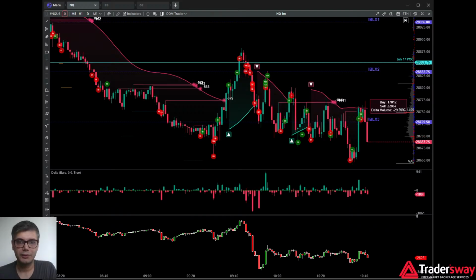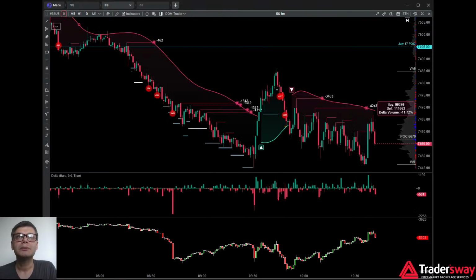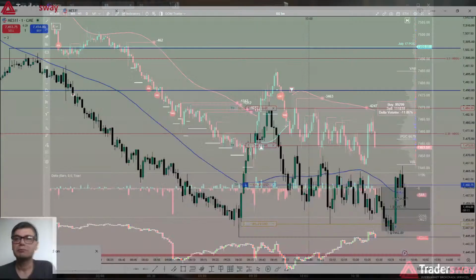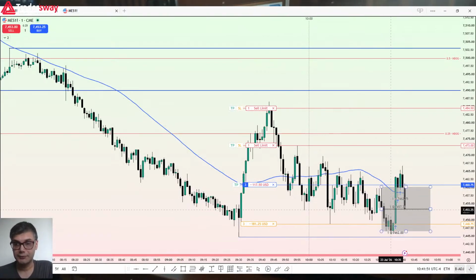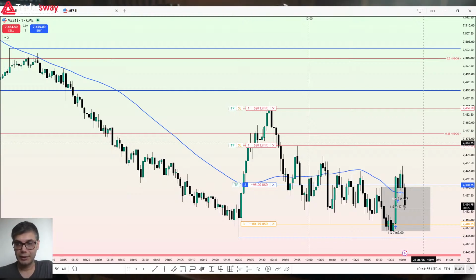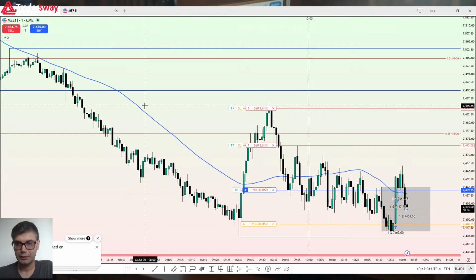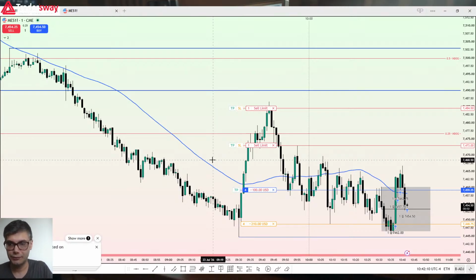Oh, it's falling again. It dropped below. So let's say half of that bear trap holds or not. I can add one to ES in this position. We have equal highs. Let's see how this trade plays.